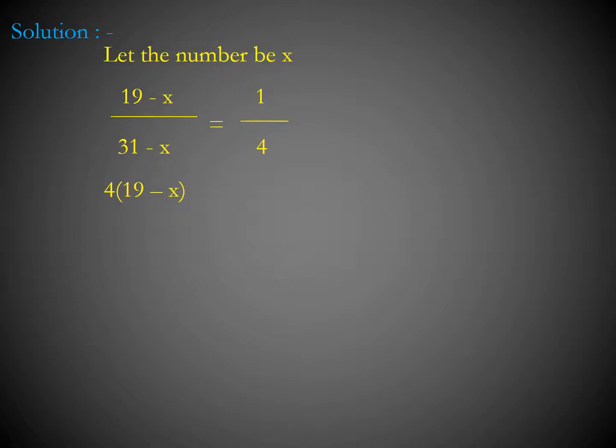Doing the cross multiplication, 4 into 19 minus x is equal to 1 into 31 minus x. Solving the brackets, 76 minus 4x is equal to 31 minus x. Now taking the variables into one side and constants into the other, we will get 76 minus 31 is equal to 4x minus x. It means 3x is equal to 45. So x will be equal to 15.